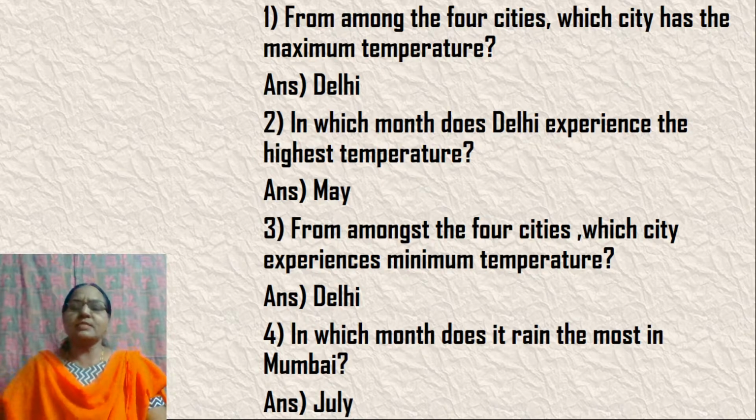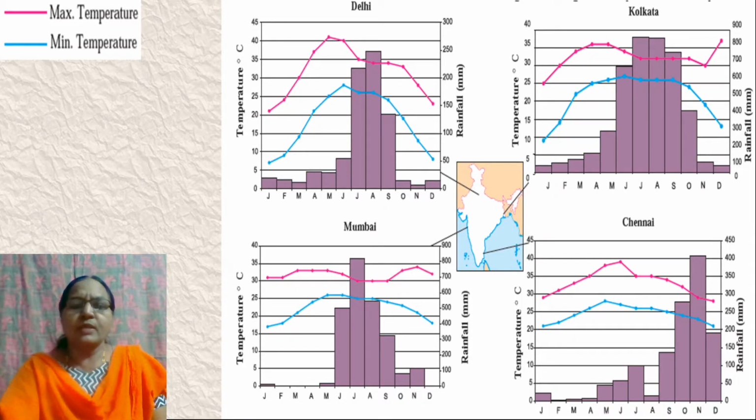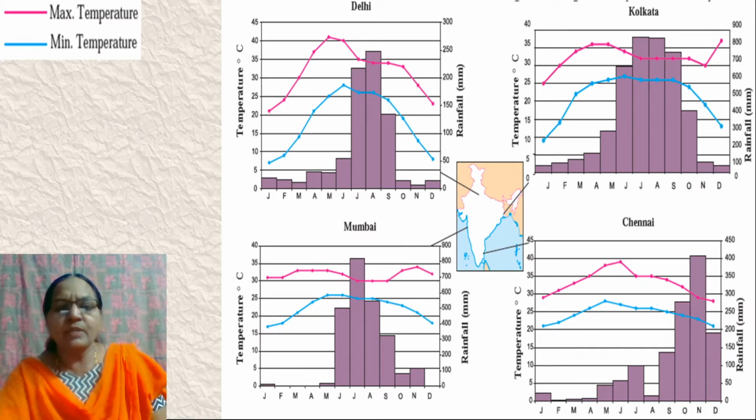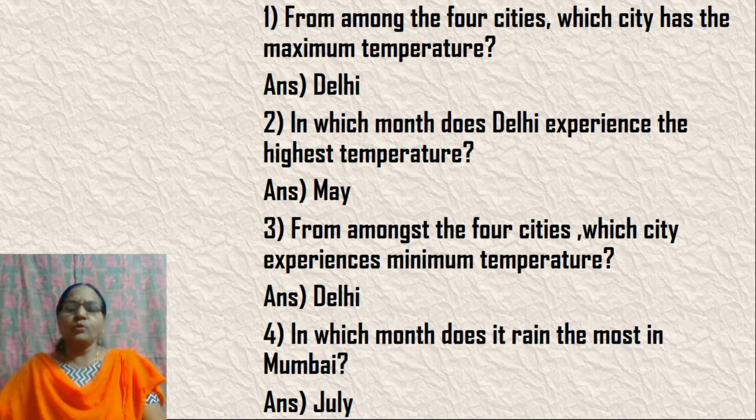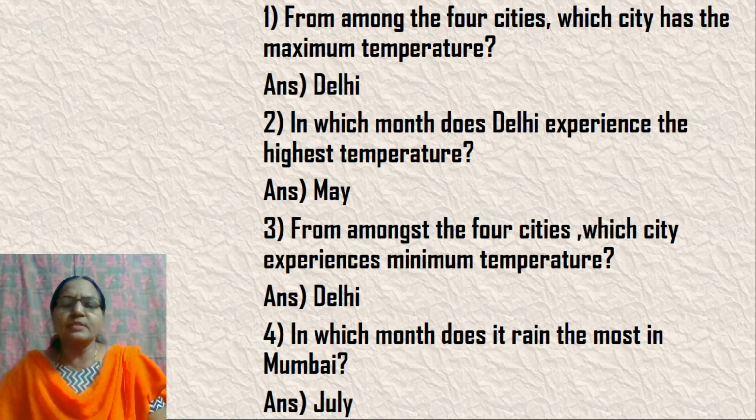In which month does Delhi experience the highest temperature? So we are going to Delhi. In which month does Delhi get the maximum temperature? Above 40, it is 41. So it is in the month of May. So Delhi experiences the highest temperature in the month of May.